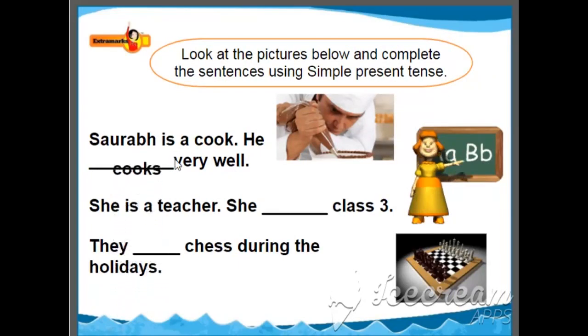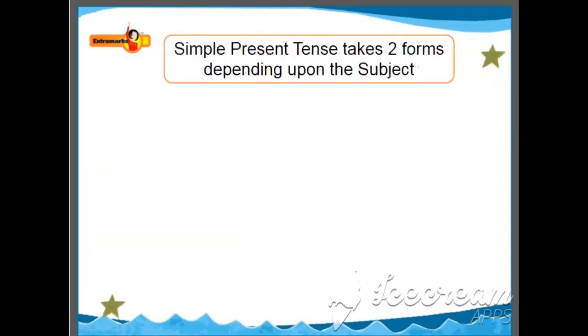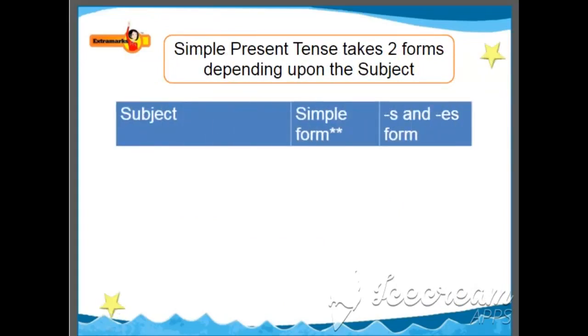Saurabh is a cook. He cooks very well. She is a teacher. She teaches class 3. They play chess during the holidays. Simple present tense takes two forms depending upon the subject: the simple form and the s and es form.